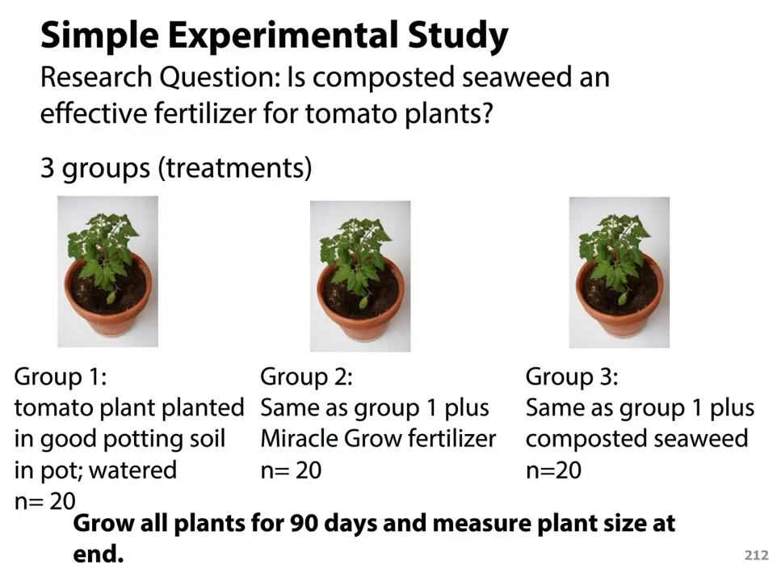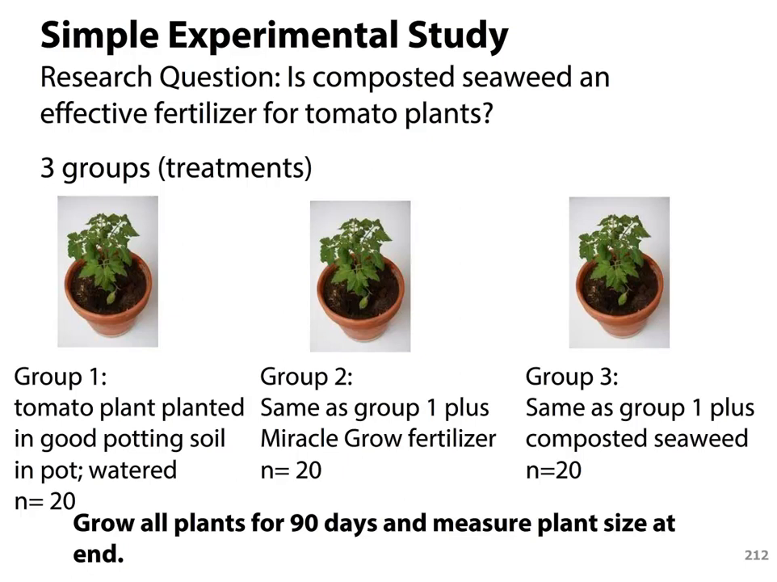So in group 1 of our experiment, you'll have tomatoes planted in good potting soil and watered. You're going to have 20 of them. N is 20. That's your sample size. You should know this. Okay. Group 2, the same as group 1 plus Miracle-Gro. By the way, Miracle-Gro is awesome. Speaking as a gardener, they really have that stuff figured out. Okay. You're also going to have 20 separate plants. That's your sample size of group 2. Okay. Now, group 3 is the same as group 1 plus composted seaweed, N equals 20 once again. So let's ask this question. First off, what is your total sample size for your experiment of all 3 groups? You should know this.